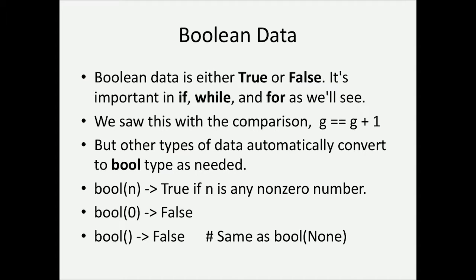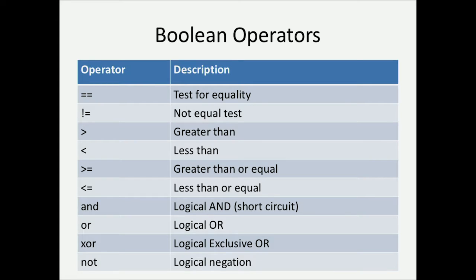And Python actually does something very much like the C language. A variable or number is always converted to true if it's non-zero. It's converted to false if it's 0. And if we try to convert the value None or a blank value, that also gets false.